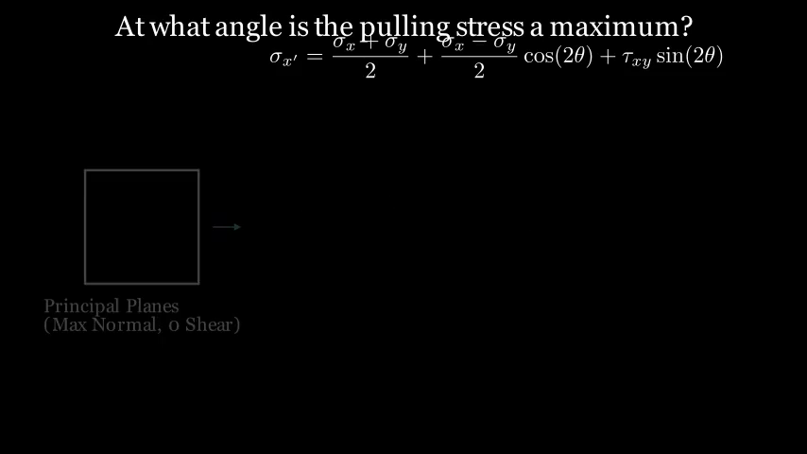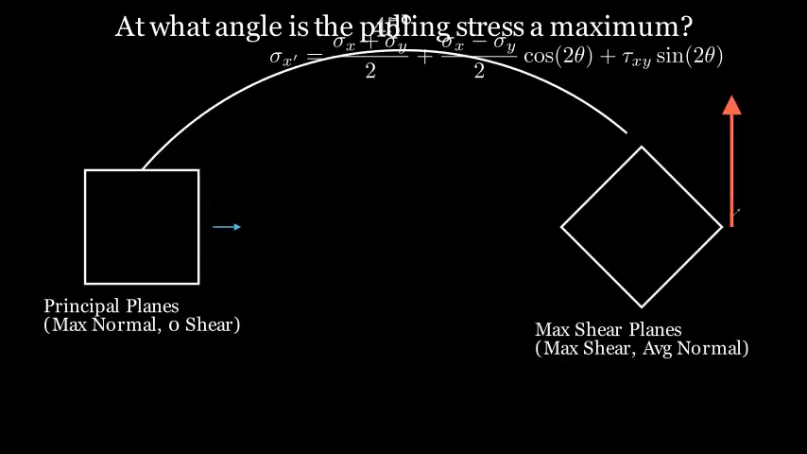So to summarize, at any point in a material, there are two special orientations. One, the principal orientation, is where the normal stress is maximized and the shear stress is zero. The other, found by rotating 45 degrees, is where the shear forces are at their peak and the normal force is simply the average.